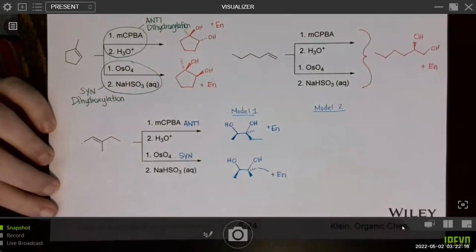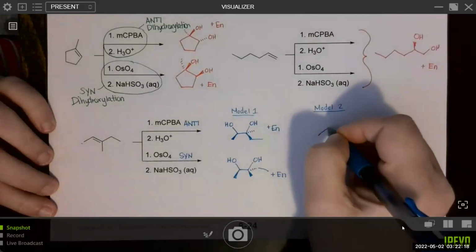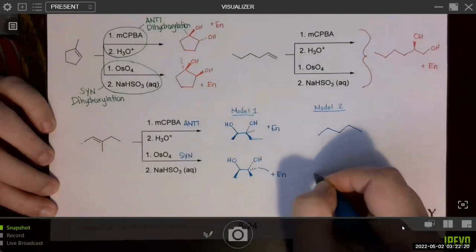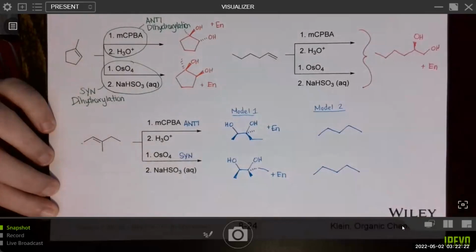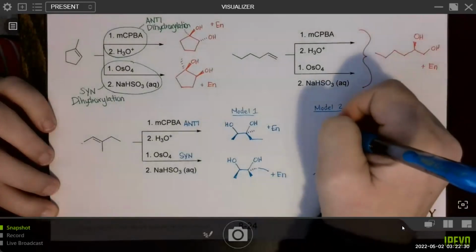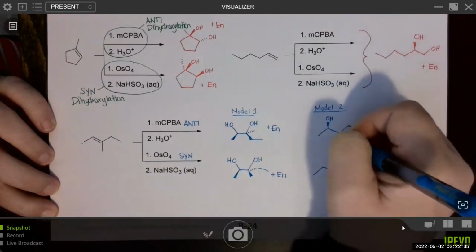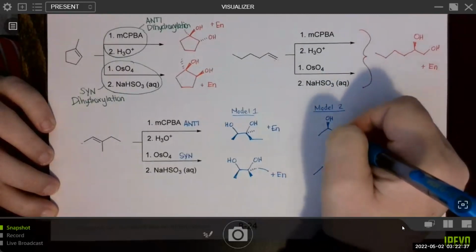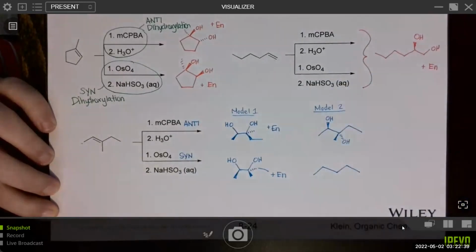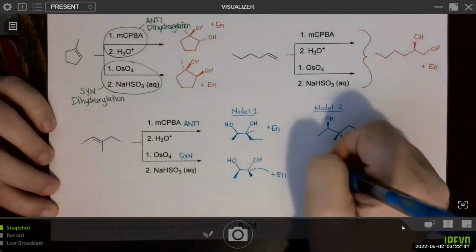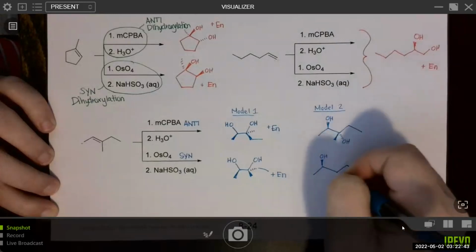Okay, with model 2, we'll start with keeping the longest carbon chain here in the plane. And then we want to make sure to add the OHs on dashes and wedges. Remember, anti is opposite, so we'll do OH up, and one OH should be going back. Right, and syn will be the same, so either both on a wedge or on a dash.